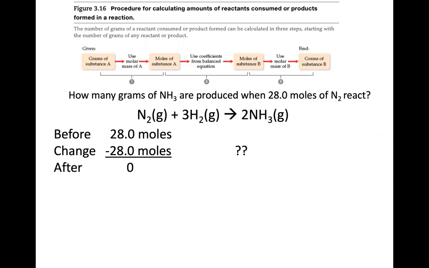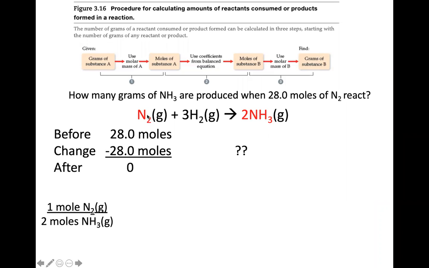I'm going to use them all up. So in the change line, if I started with 28 moles, that goes down by 28. I'm using up all the N2, and I'm asking the question, how much NH3 could I form from that? In this case, I'm going to look at a simple proportion. This is exactly what you were doing when we were making sandwiches and drinks.